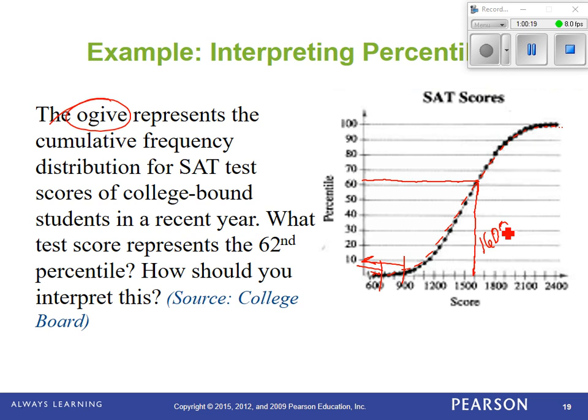All right. Let's interpret that. What's that mean? If your score was a 1,600, what's that telling you? That's pretty good. You scored higher than 62%, so your score is higher than 62% of all of the other scores. So you're on the upper half.